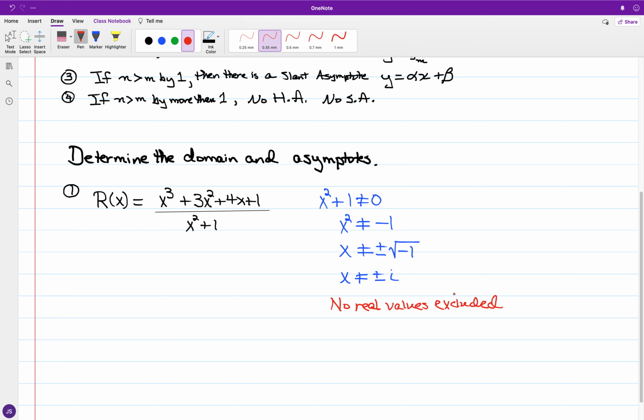So that means x can be any real value. It could be 0, it could be any positive real number, as well as any negative real value, because anything that's excluded is not even a real number. Since nothing is left out from the real number system, we can say that the domain is the set of all real numbers, and in interval notation we have parentheses around negative and positive infinity. And since there are no restricted values from the real number system, that means there will be no vertical asymptote.